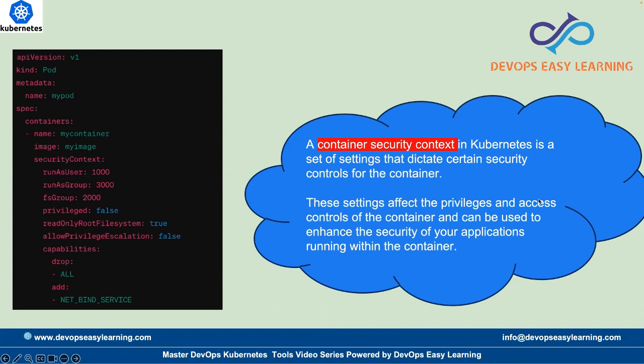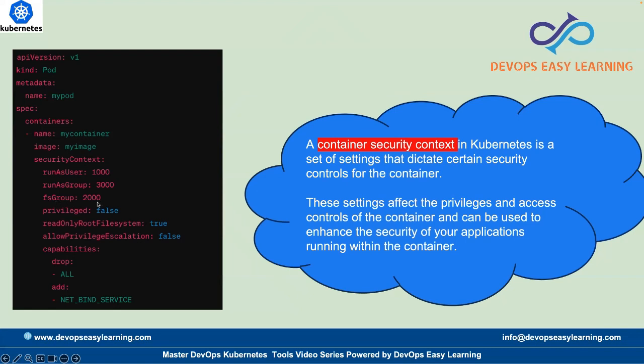So a container security context in Kubernetes is a set of settings that dictate certain security controls for the container. These settings affect the privilege and process control of the container and can be used to enhance the security of your application running within the container. Now, the same thing applies here. Say run as user 1000, meaning that you do not run as root user, right? You run as group 3000. That's not the group that the root belongs to.